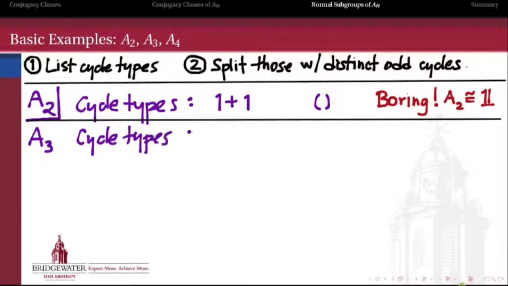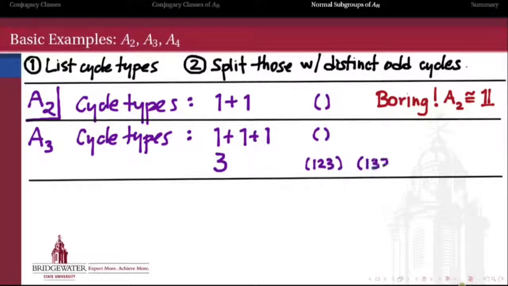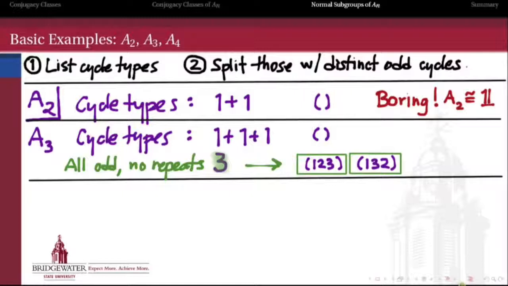How about A3? Well, there are two different cycle types in A3. There's 1 plus 1 plus 1, and there's 3. 1 plus 1 plus 1 is just the trivial cycle, and then my three cycles are (1 2 3) and (1 3 2). So there are only 2 3 cycles here. But since the 3 cycles have cycle lengths that are all odd and there are no repeats, since there's only one cycle length here, it's 3, there's nothing repeated. Therefore, this cycle type, the cycle type 3, splits into two conjugacy classes. So one of these elements goes into one conjugacy class, the other goes into the other. And then the identity, of course, is always by itself in a conjugacy class. So A3 has 3 conjugacy classes.